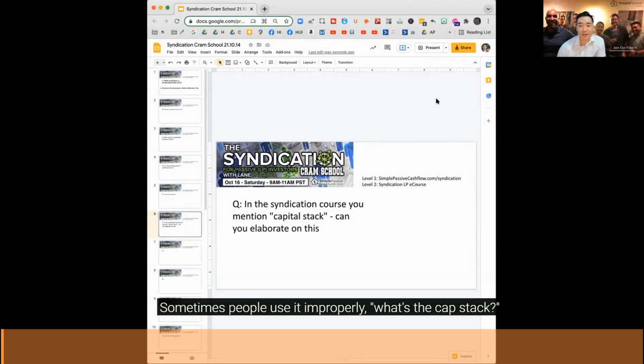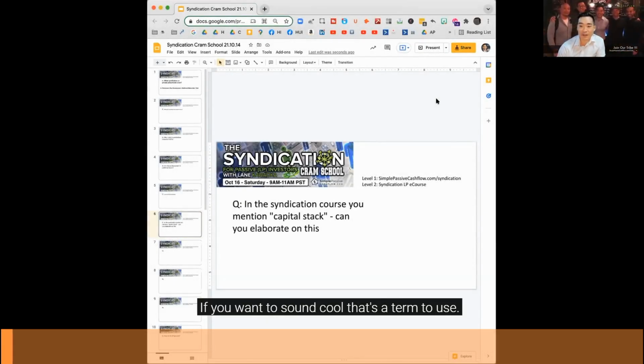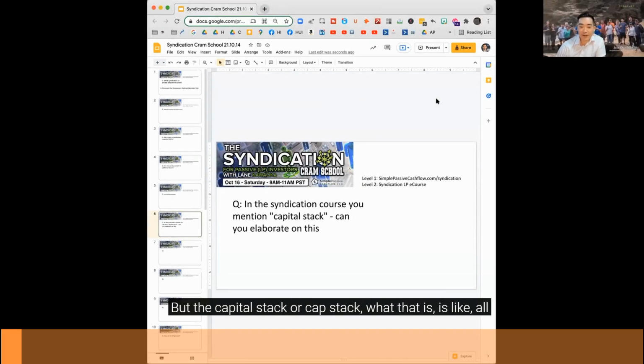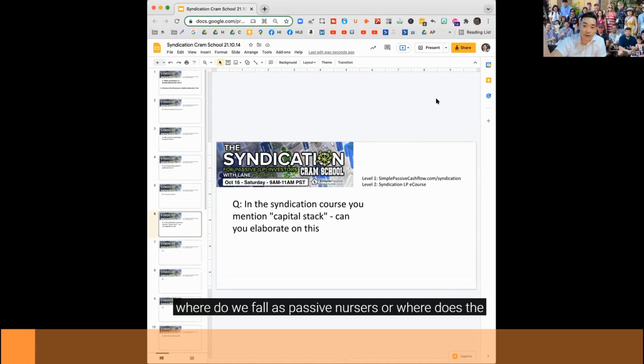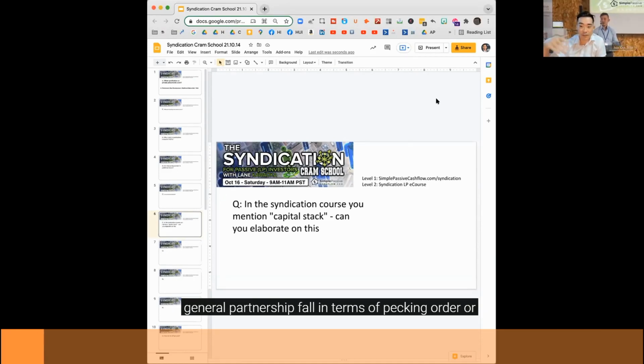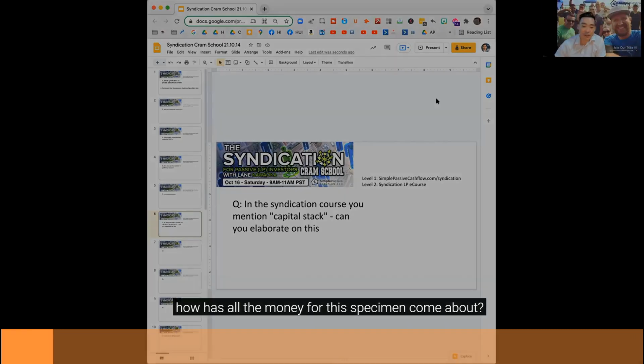Sometimes people use it improperly. What's the cap stack? That's how people say it. If you want to sound cool, that's a term to use. But the capital stack, or cap stack, is like, all right, if you stack all the capital needs for this investment, where do we fall as passive investors, or where does a general partnership fall in terms of the pecking order, or how does all the money for this investment come about?